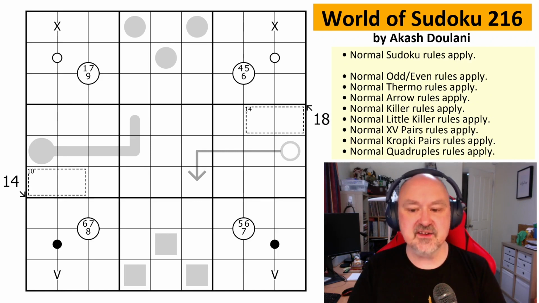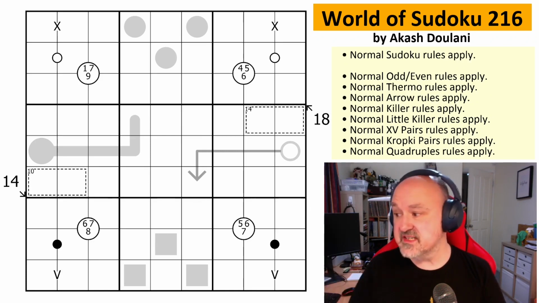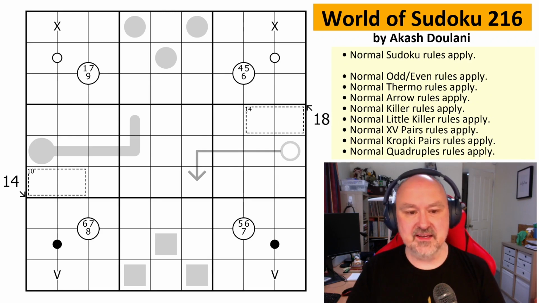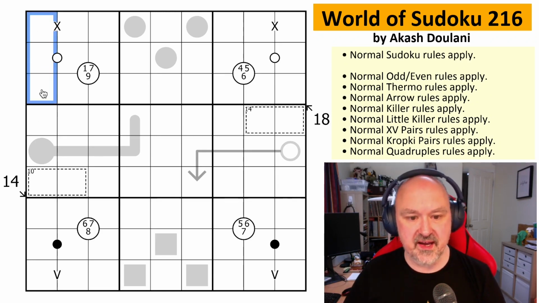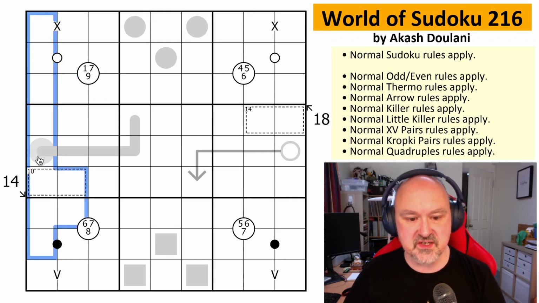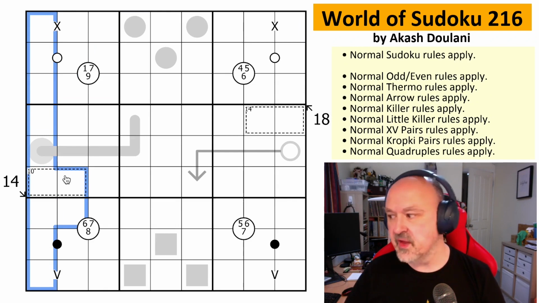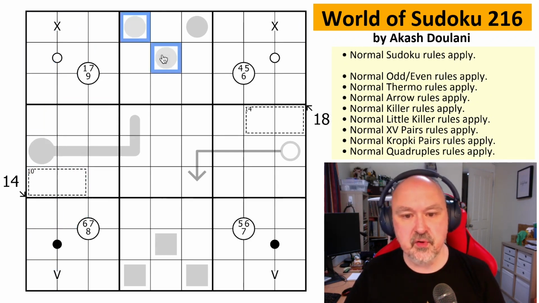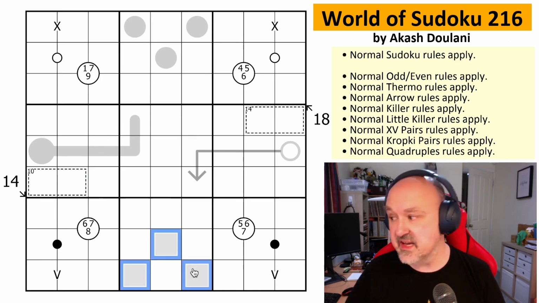And this has a lot of constraints on it. So on the rule summary, which you can see, I have not put all of the details. I've just put normal rules apply for all of them. And I will go through that now. So normal Sudoku rules apply in every box, in every row, and in every column. The digits 1 to 9 must be placed without repetition. Odd even rules. So the grey circles must be odd, the grey squares must be even.